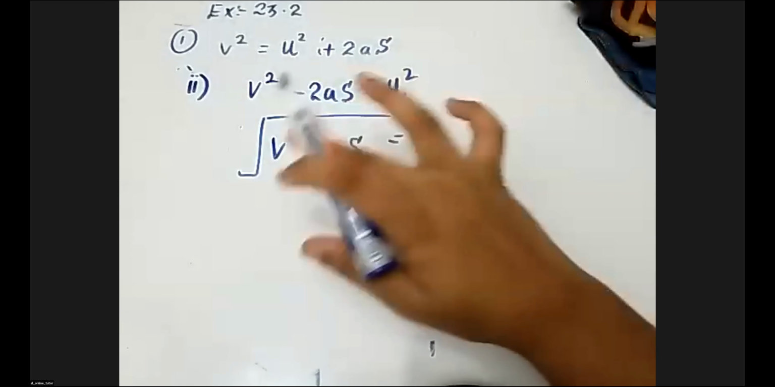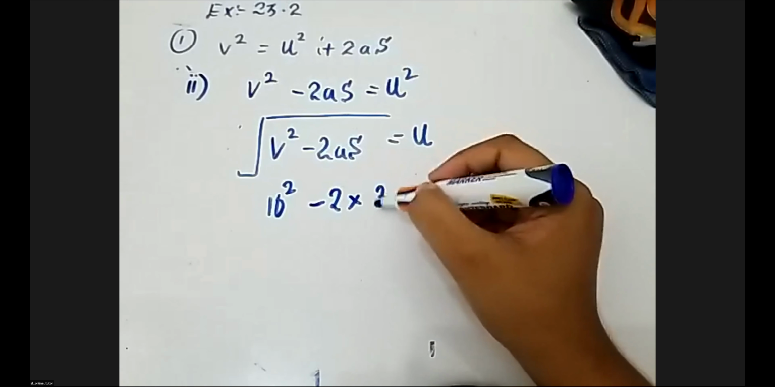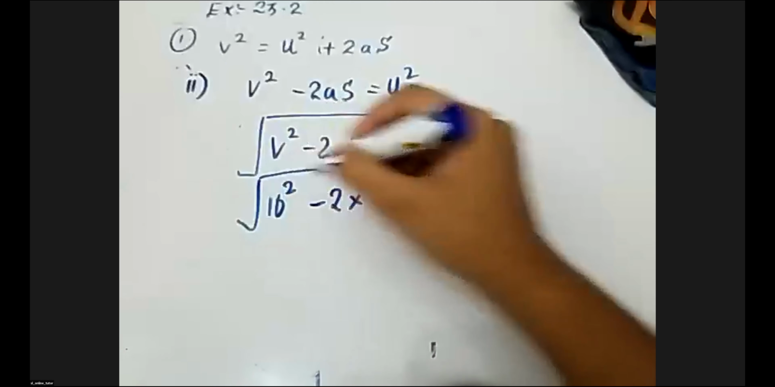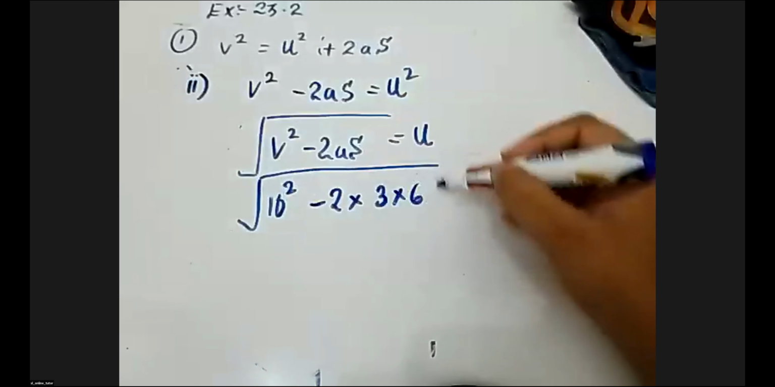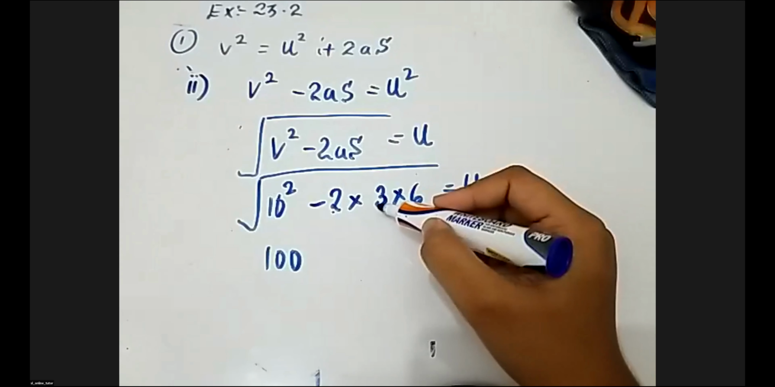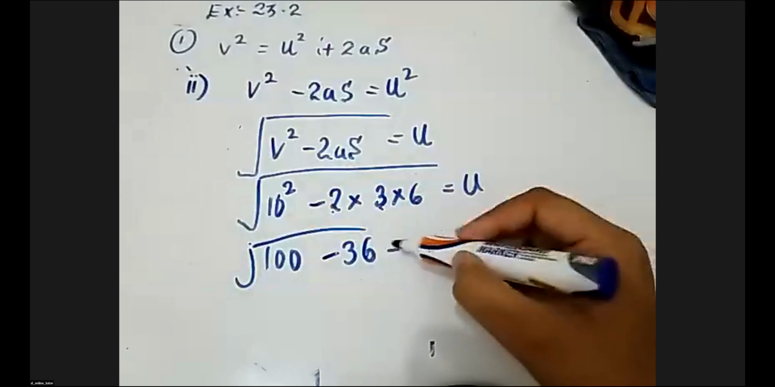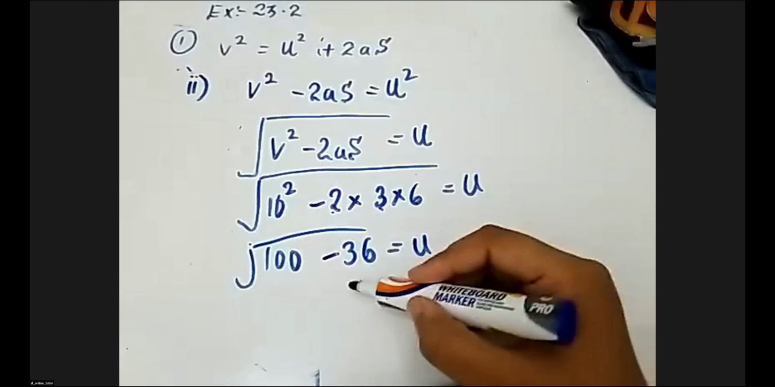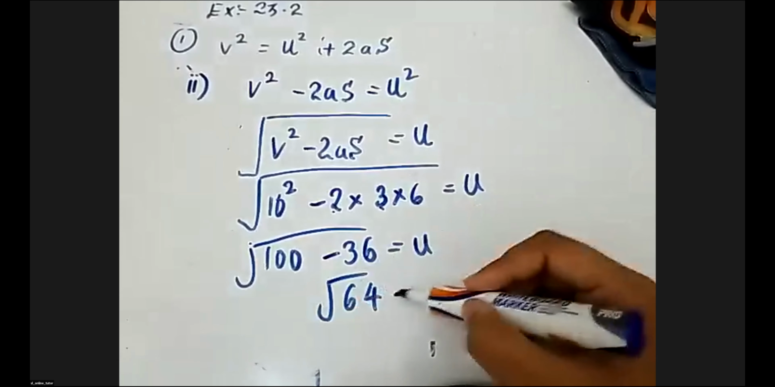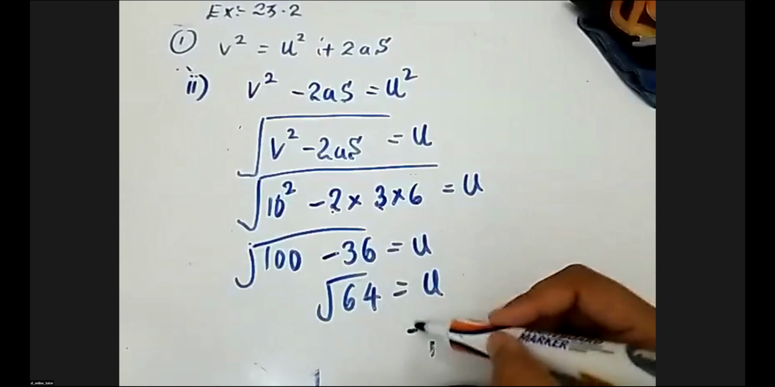Now they say the V value is 10, 10 to the power 2. 2 into 3 into 6. Put the square root without forgetting. Now 10 into 10 is 100, minus 2 into 3 minus 6, minus 6 into 6 minus 36. 100 minus 36 is how much? 64. What is the square root of 64? 8.